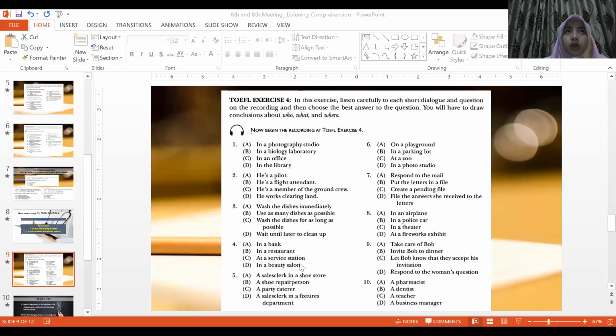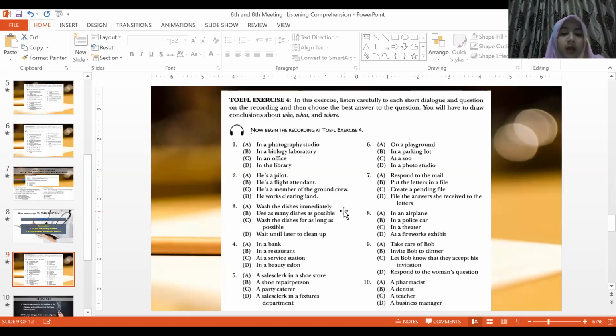Okay, "I'd rather put them off as long as possible." Put off means to postpone, so I prefer to postpone it. So which one is the answer? The question is what will the man do. Will he wash the dishes immediately?